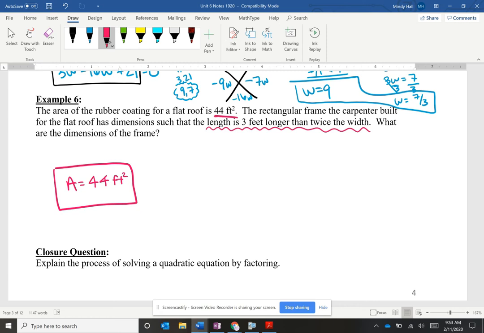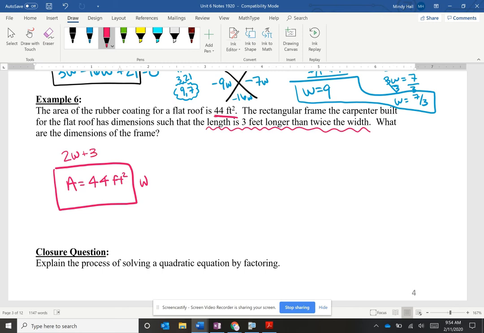So I'm going to go ahead and just label the width. It's going to be w. Now length is 3 feet longer than twice the width. Twice the width tells you that it's 2 times w, right? And then since it's 3 feet longer, we're going to be adding 3.